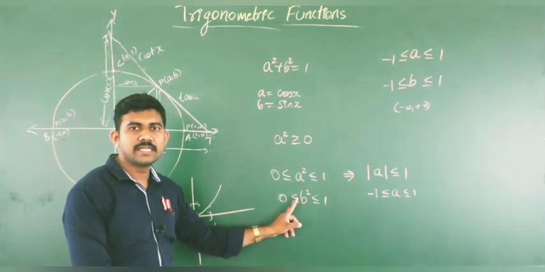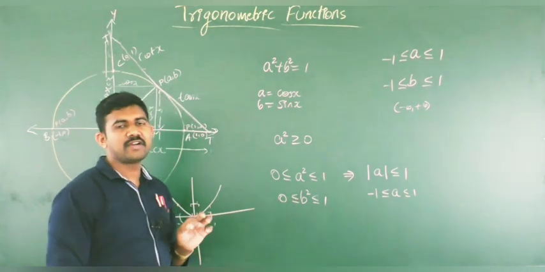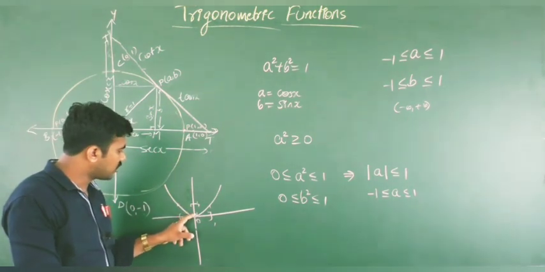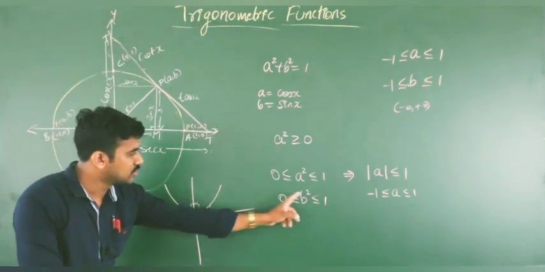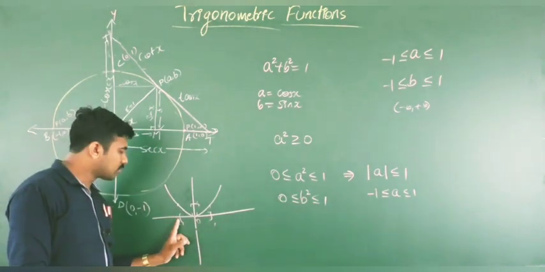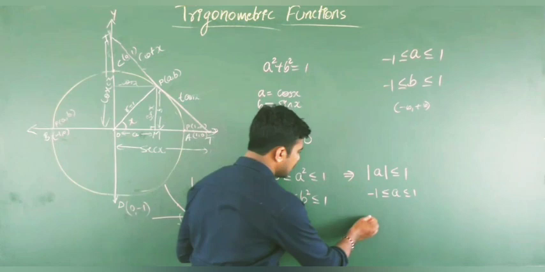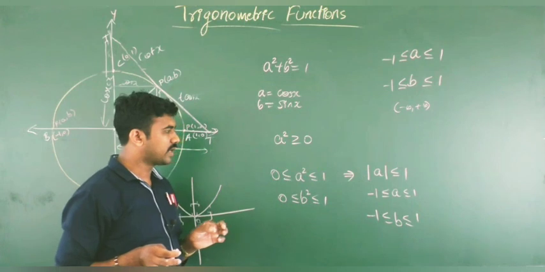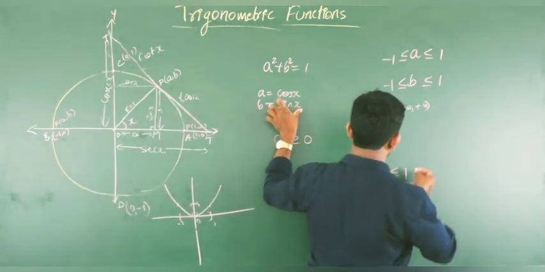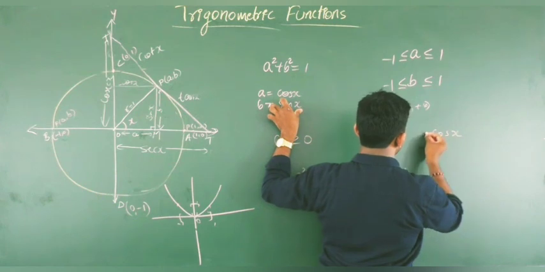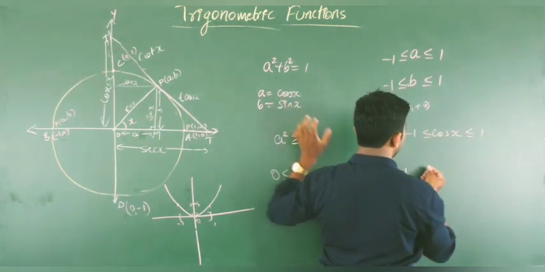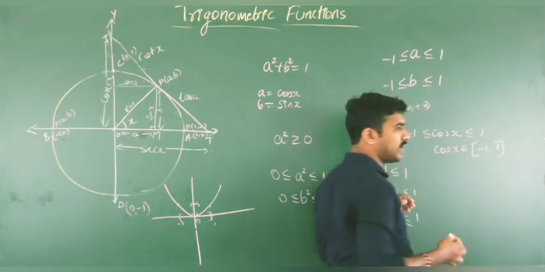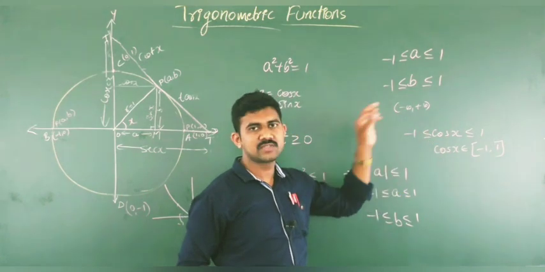Similarly, b square is also the square of a function. This is a polynomial function. Again, to get the range, the image element from 0 to 1, b should take the value from -1 to 1. Okay, so here a is nothing but cos x. So cos x can take the value from -1 to 1, meaning cos x belongs to the interval -1 to 1.